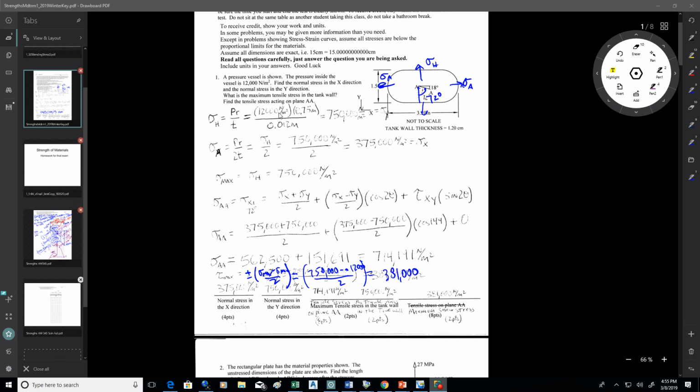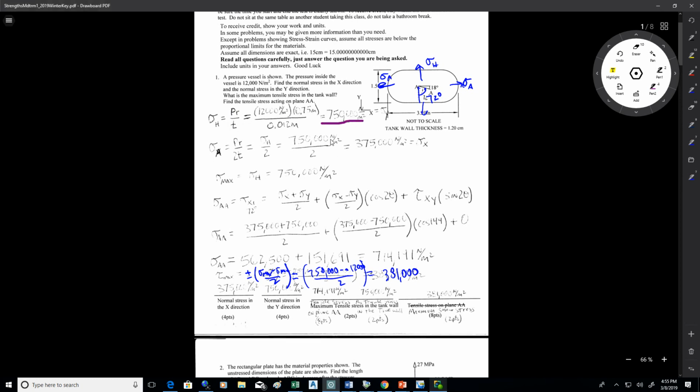All right, so this is a pressure vessel on number 1. The hoop is PR over T. So just multiply that out, you get 750,000. The axial is P over 2T, which would be 375,000. The hoop splits the tank along the long axis, so it's sigma Y. The axial then tears the ends off the tank, so it's sigma X. The maximum normal stress is just the hoop, it's 750,000.